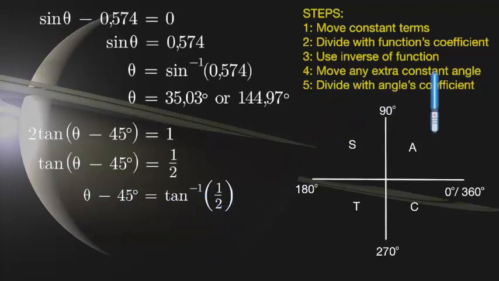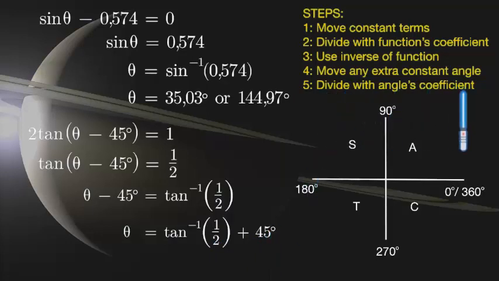Then move any extra constant angle. So this is a constant angle which is extra because it's not part of this theta. So we're going to take this minus 45 degrees to the other side and we end up with theta is equal to tangent to the power of negative 1 in brackets the ratio plus the 45 degrees which was that extra angle. Then we want to divide with the angle's coefficient. Well, theta doesn't have a coefficient other than a 1, so we don't have to do it. We type this into our calculator and we see that theta is equal to 71,57 degrees.